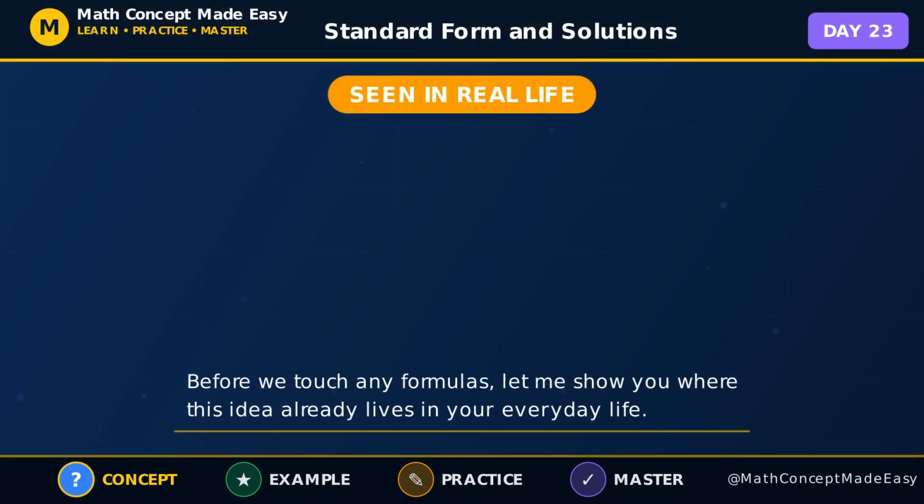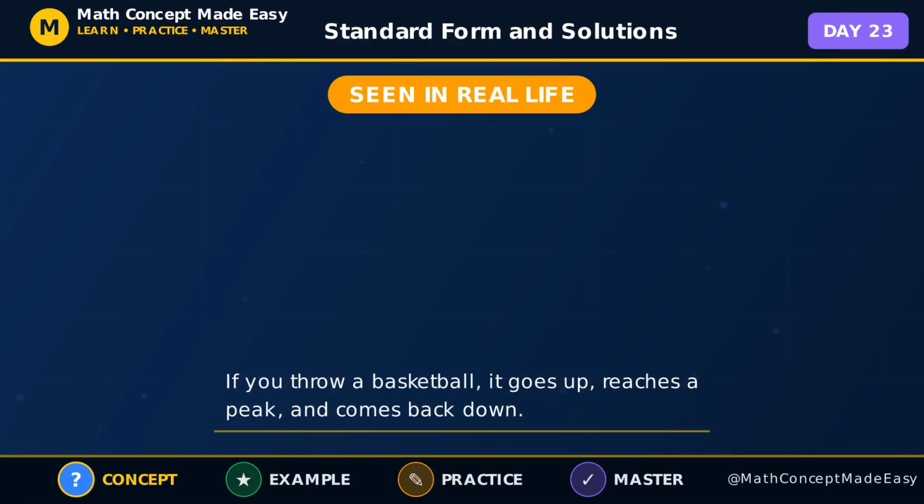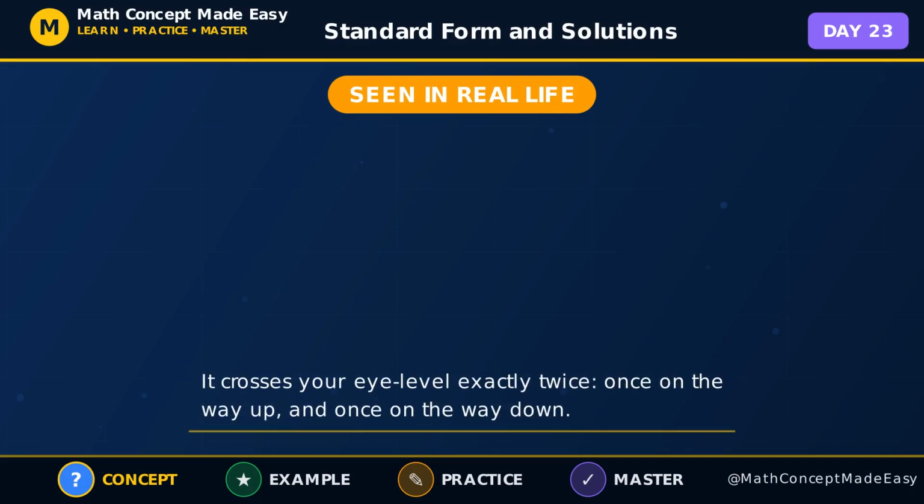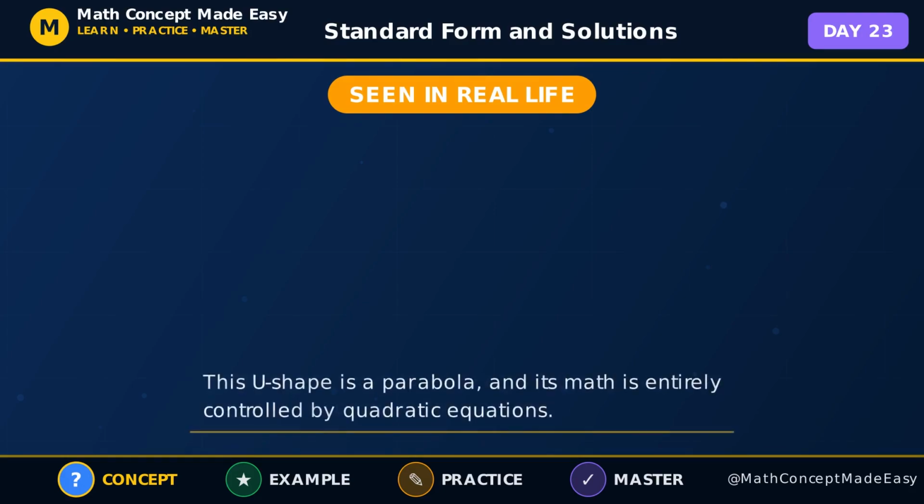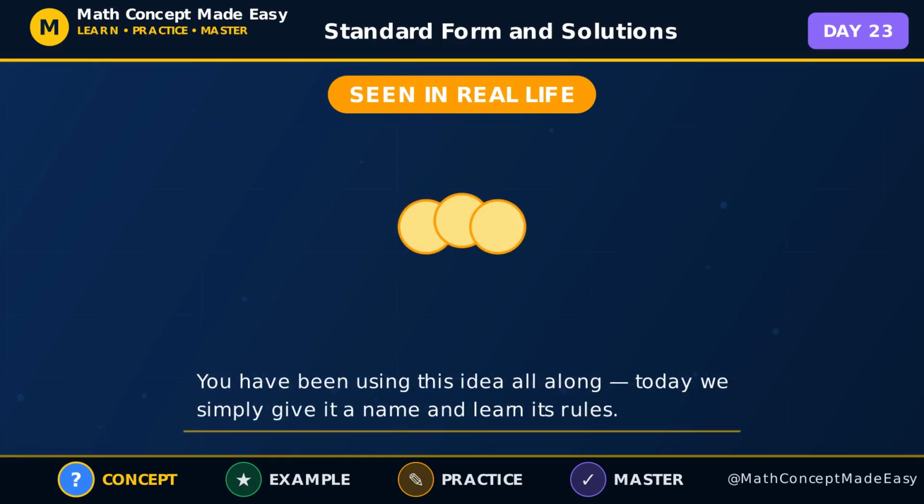Before we touch any formulas, let me show you where this idea already lives in your everyday life. If you throw a basketball, it goes up, reaches a peak, and comes back down. It crosses your eye level exactly twice, once on the way up, and once on the way down. This U-shape is a parabola, and its math is entirely controlled by quadratic equations. You have been using this idea all along. Today we simply give it a name and learn its rules.